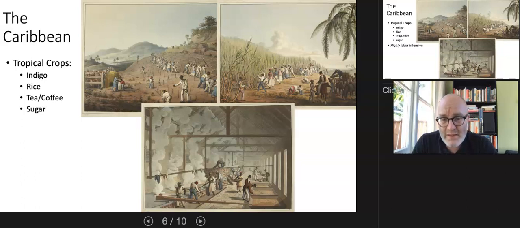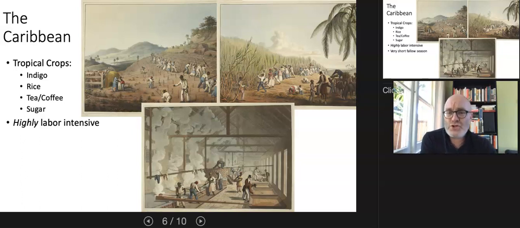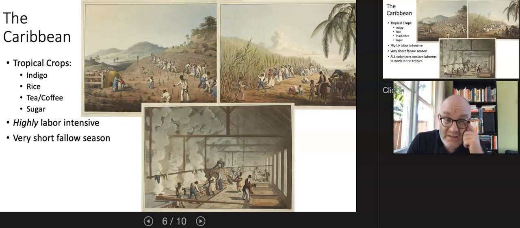As you see here in the bottom image, it is almost industrial, right? Sugarcane needs to be picked very quickly. It needs to be processed very quickly. It is highly labor-intensive work, whether it's sugar, indigo, rice, tea, coffee. The tropics have a very short fallow season, a season where you're not planting. It's really like ten months of the year people can be working, and a lot of people, right? You need a lot of people to pick the entire crop of sugarcane within a matter of days. You need a lot of people to process it very, very quickly. You need a lot of people to plant it all at the same time.